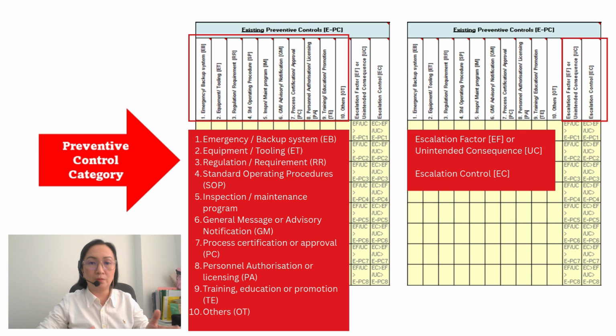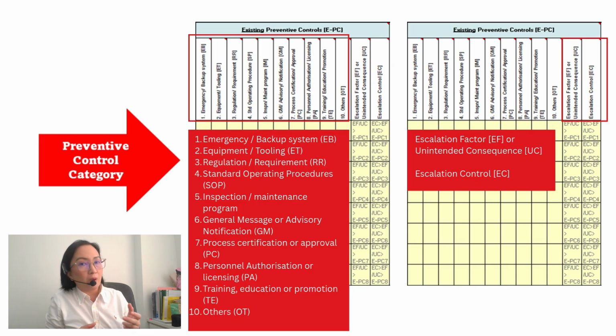In the box of red, number 1 to 10 is the preventive control category. This category you can customize based on your organization. Number 1, emergency backup system, EB. Number 2, equipment, tooling, ET. Number 3, regulation, requirement, RR. Number 4, Standard Operating Procedures, SOP. Number 5, Inspection/Maintenance Program. Number 6, General Message or Advisory Notification, GM.